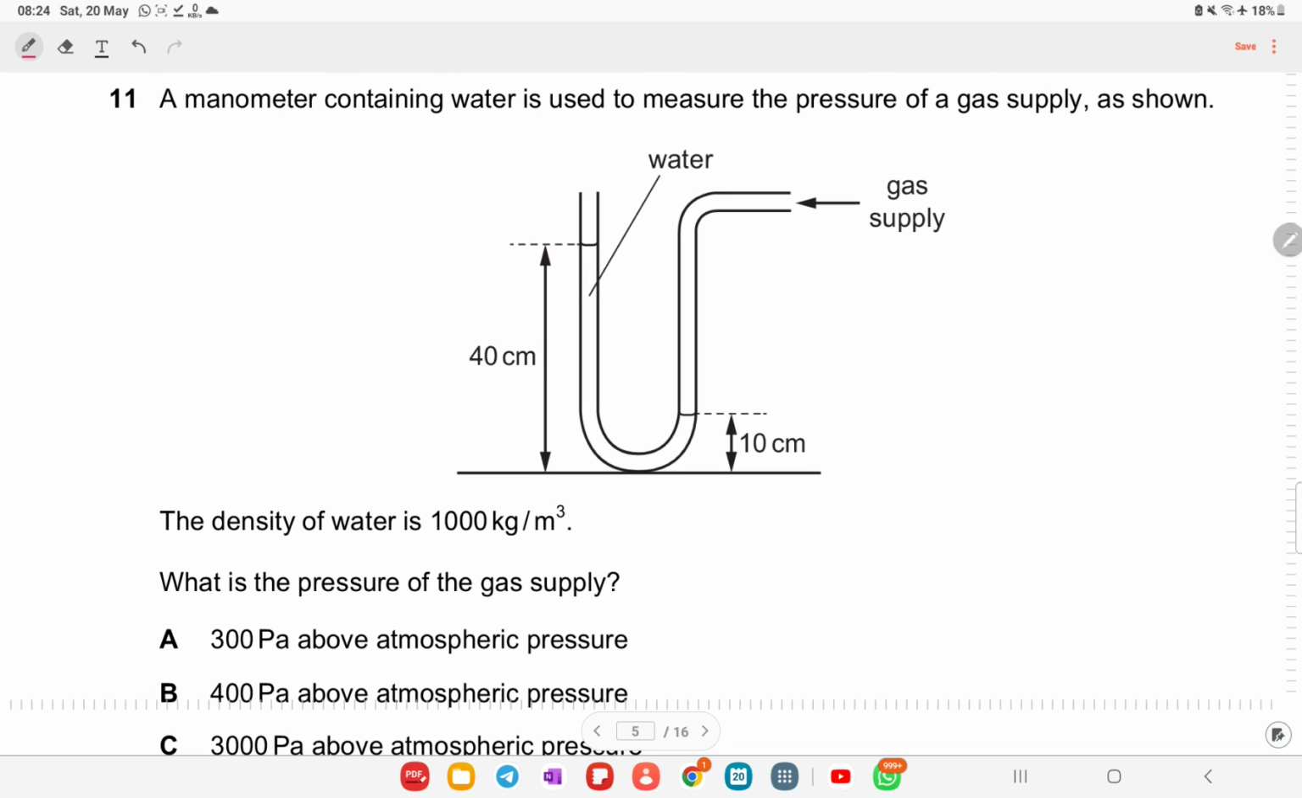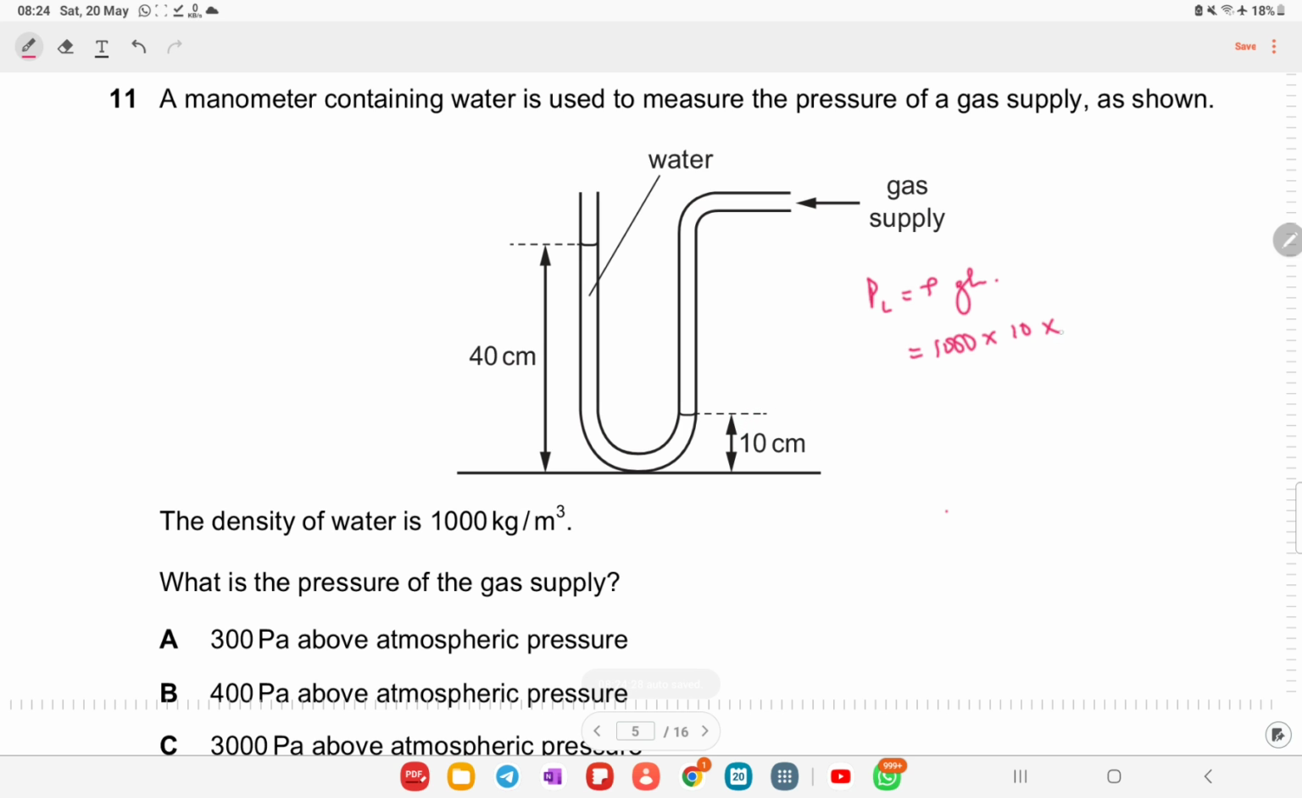A manometer containing water is used to measure the pressure of a gas supply as shown. The density of water is this. What is the pressure of the gas supplied? So now you can see this. The pressure in liquids equals rho g h. So the density is 1000. The value of g is 10, that we have to remember, and the height is going to be what?